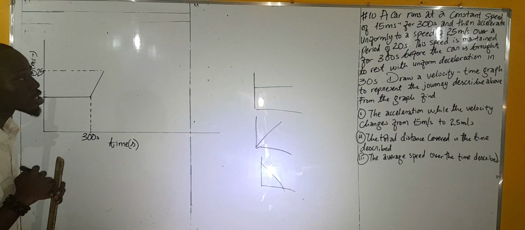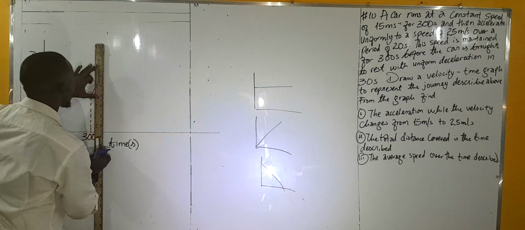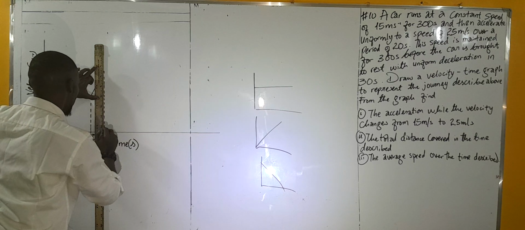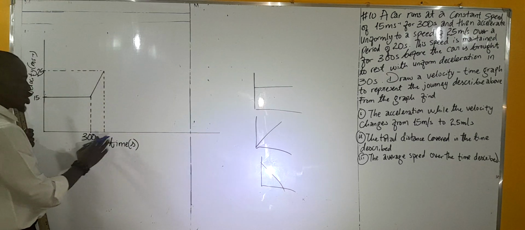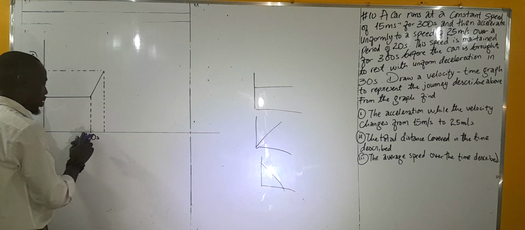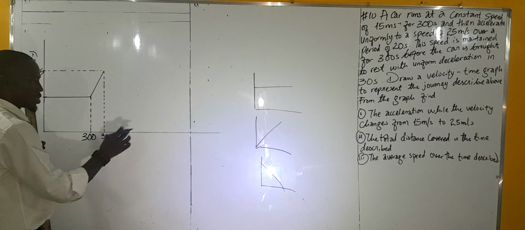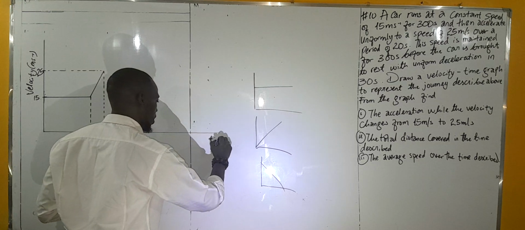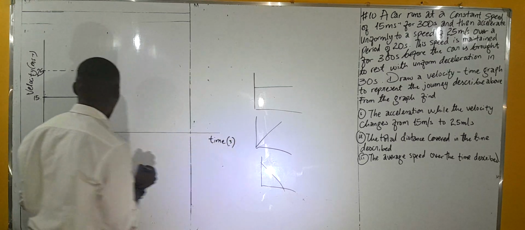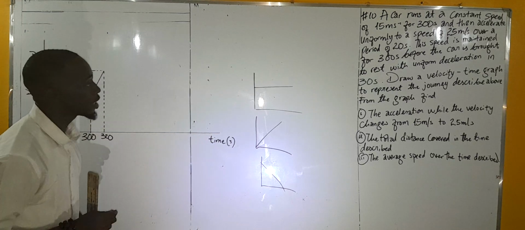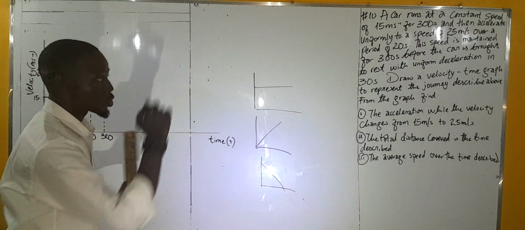Over a period of what? 20 seconds. So this point down here, 20. Will I write 20 here? No. I will write 300 plus 20, 320. Let me put time here in seconds. So everything here, you know that it is in seconds. Okay, let's continue.